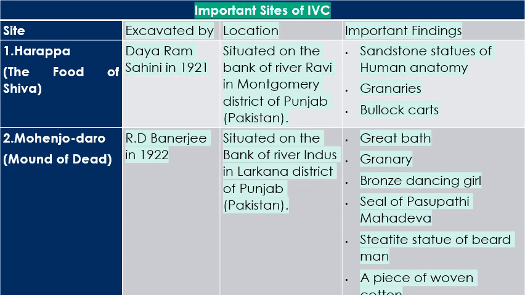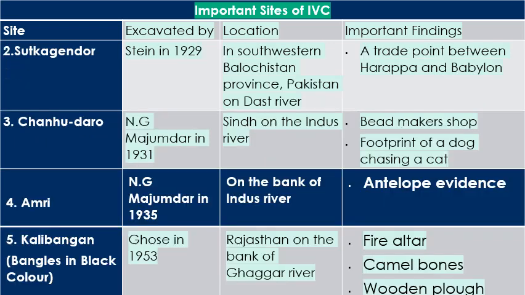Important sites of IVC. If you talk about Harappan civilization, excavated by Dayaram Sahni in 1921. Location: situated on the bank of river Ravi in Montgomery district of Punjab in Pakistan. Important findings: sandstone statue of human anatomy, granaries, bullock carts. Second is Mohenjo-daro, Mount of the Dead, Rakhal Das Banerjee in 1921 to 22. Situated at the bank of the river Indus in Larkana district, Pakistan. Important findings: Great Bath, Granary, bronze dancing girl, a seal of Pashupati Mahadeva, statue of bearded man, a piece of woven cotton cloth.